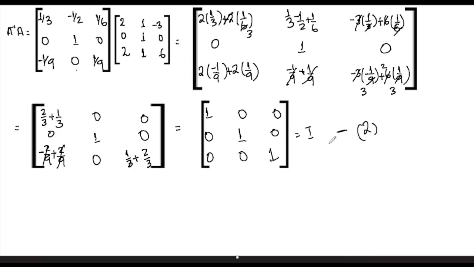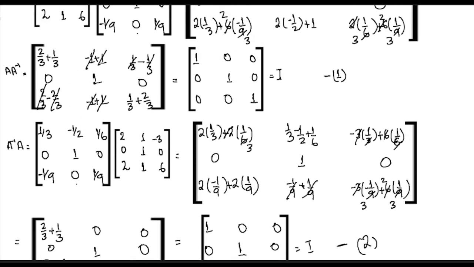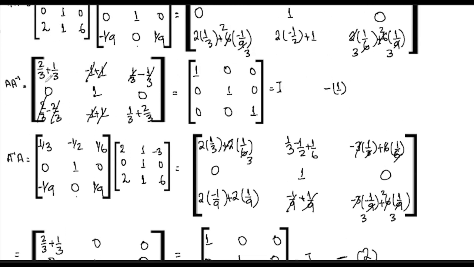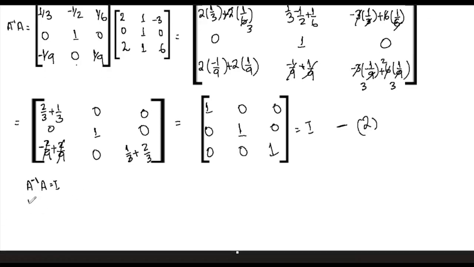What we have proved is that A inverse into A is equal to the identity matrix. From 1 we have proved that A into A inverse is also equal to the identity matrix. We are going to write it over here: A into A inverse is also equal to the identity matrix. So both of them are equal to the identity matrix. So A inverse A is equal to A A inverse, which is equal to the identity matrix. And this is what we have to prove.